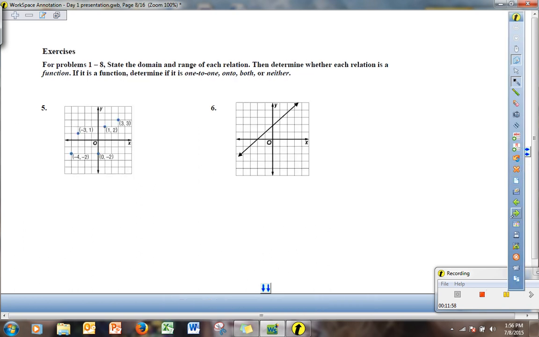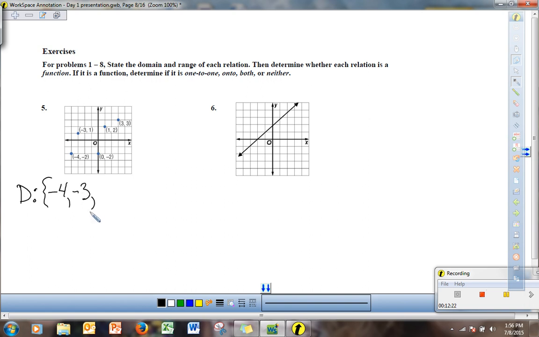Let's peek at number 5 and number 6. Number 5, we're just going to list the domain and range. Another way to show it to you, I could show it to you as dots. Hey, no big deal. The domain, guys, is still the x values. So I'm going to start from the very left. My first x value is a -4. I have another x value right there of a -3. I've got another x value right here at 0. My next x value happens at 1, and then there's a 3. None of those repeated, so yes, it's a function.